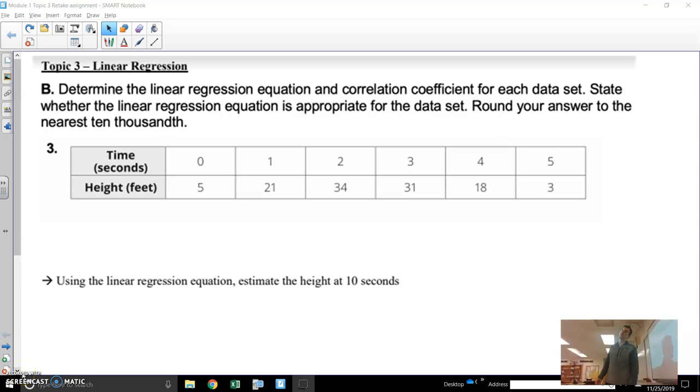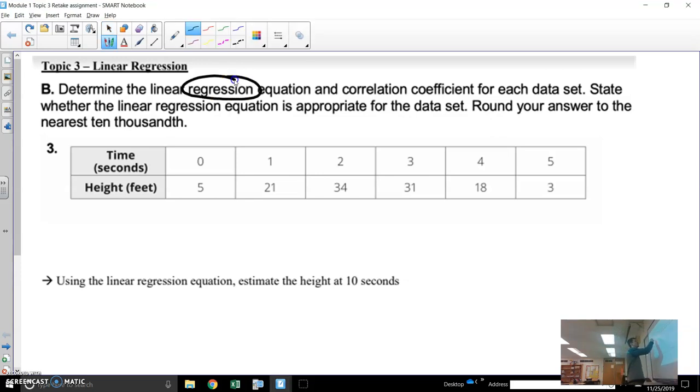Regression is the idea that you're given some experiment or some data points and your goal is to build an equation that would model that data as close as possible. So we really want to lock in on the word regression. That's an action word, tells us what to do.